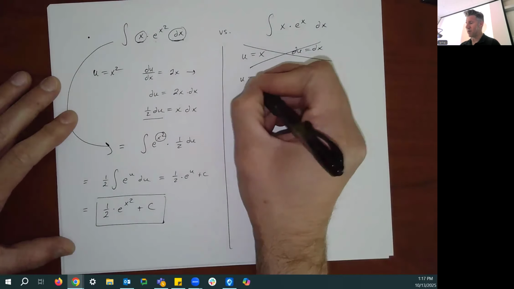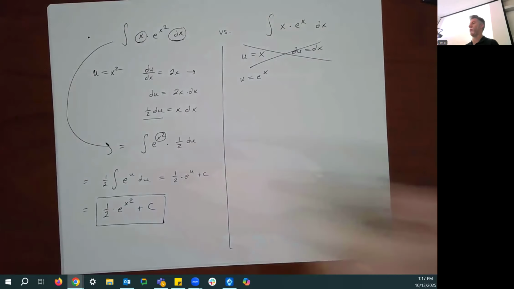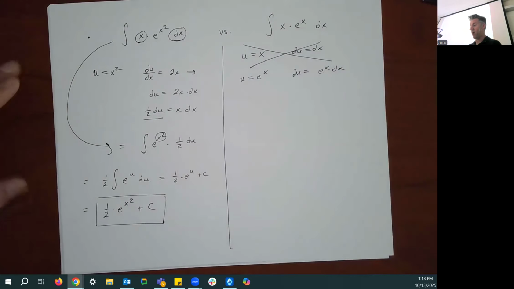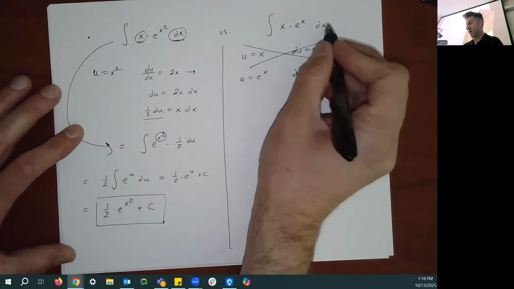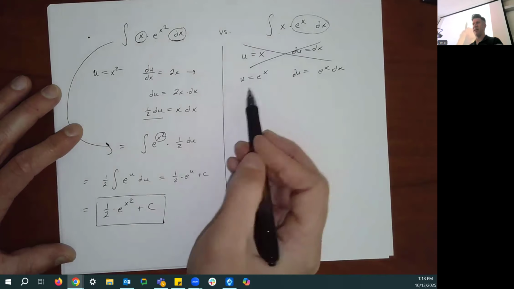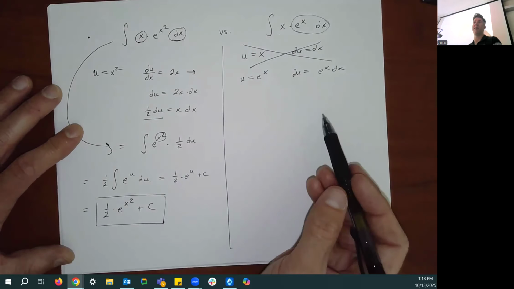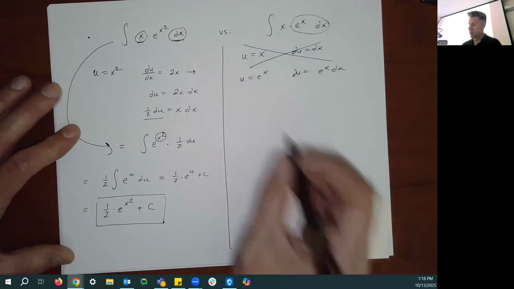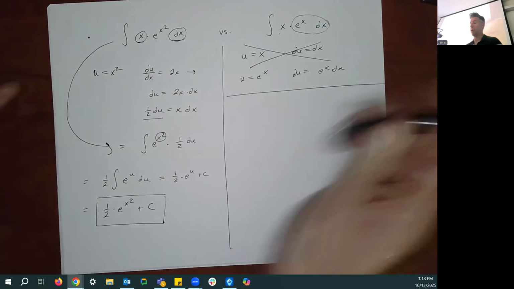We could try, I'm really just pretending here, right? We know this is not right. u equals e to the x, du is e to the x dx. That's a problem as well, because if I take care of my e to the x dx, I have an x left over, and that just seems like not the right way to go. You could do it this way really, really difficultly. If you really want, but you shouldn't do it this way.